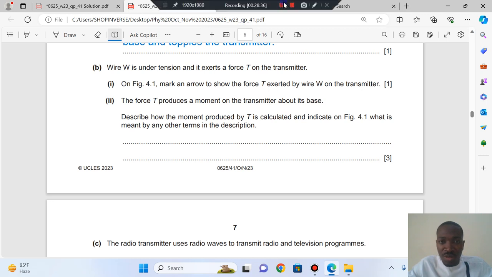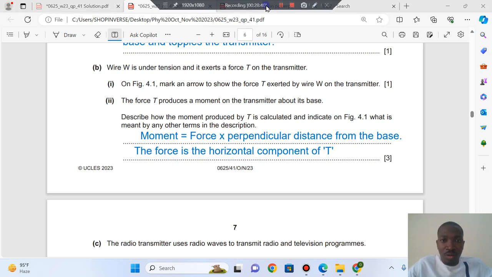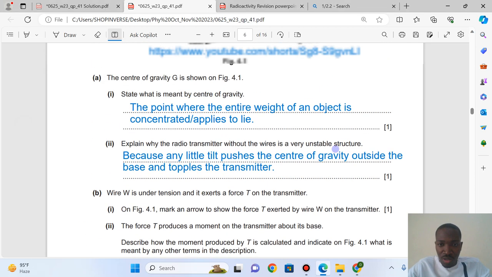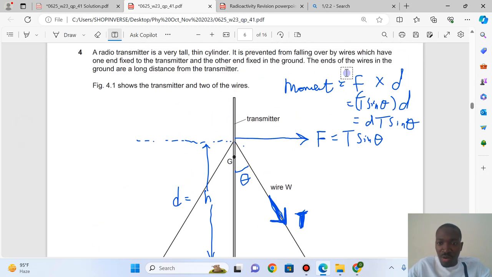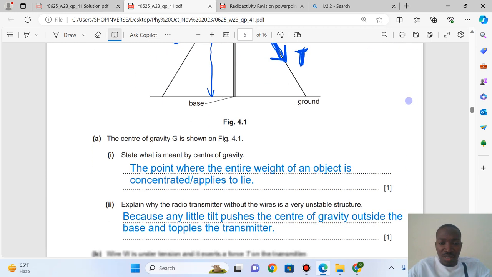Let me pause this video so I can write the description. Okay, so that is the description. Moment is equal to force multiplied by perpendicular distance from the base. And the force is the horizontal component of the tension T. Then you can proceed to include the formula: moment is T sine theta multiplied by distance.